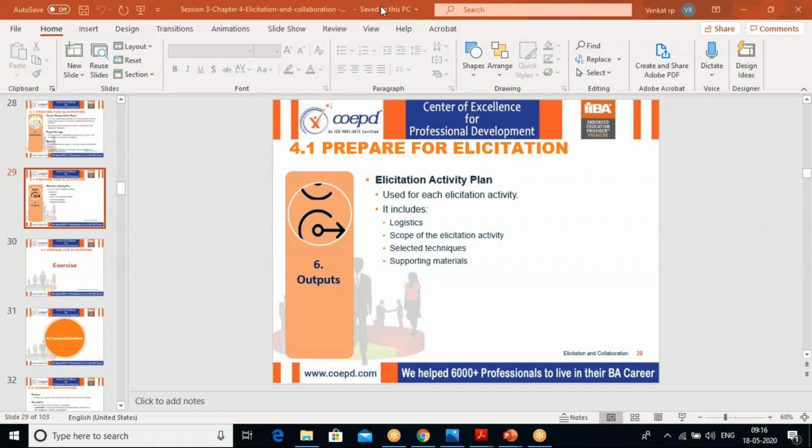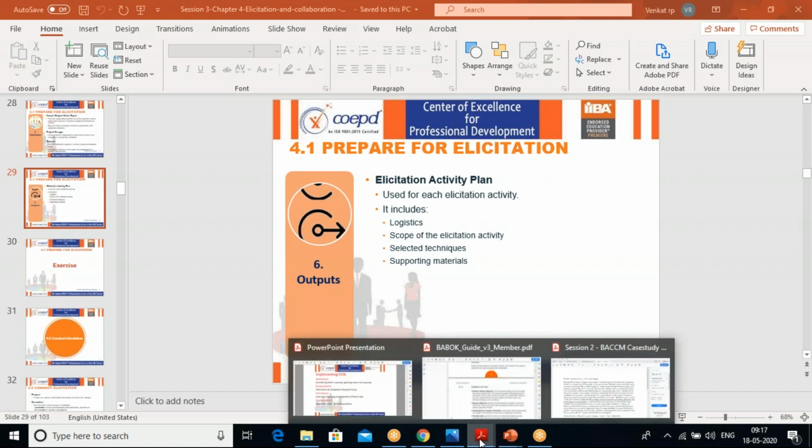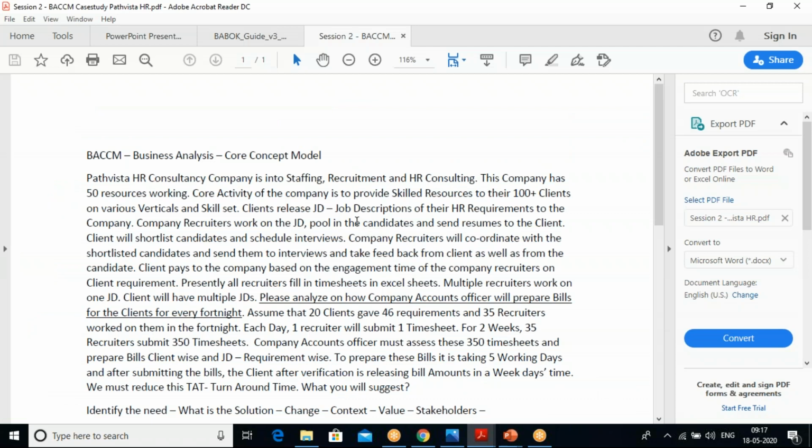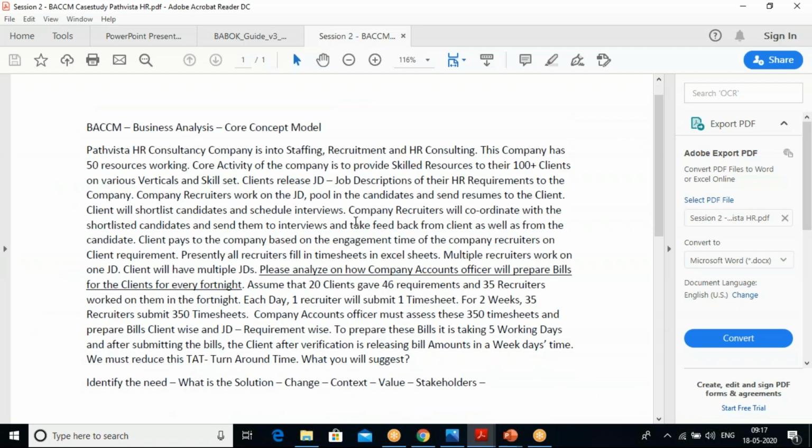Okay, fine. Now, I will share with you one case study. Already we have seen this case study. For this case study, I want you to come up with the outcome, whatever you noted down: what should be the logistics. First, identify who will be the stakeholders for you to interact with. But first go through this case study.